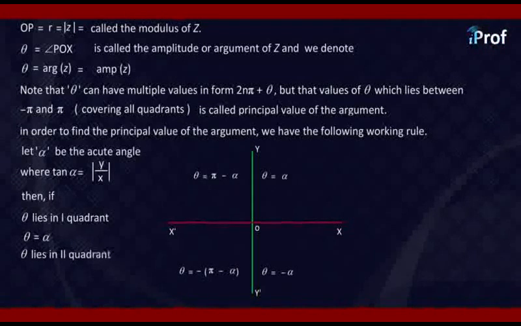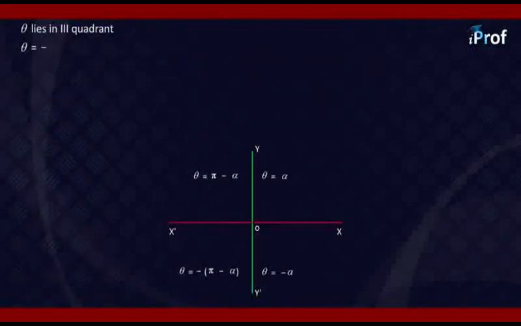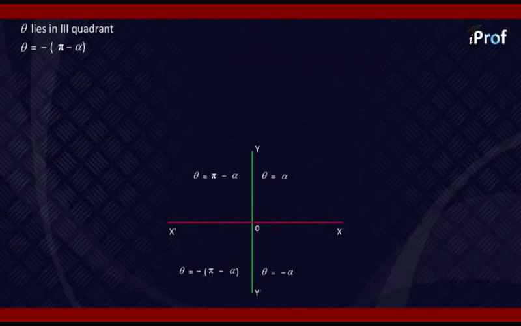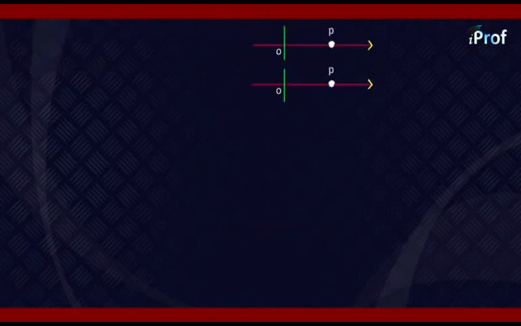If theta lies in the second quadrant, theta will be equal to pi minus alpha. Similarly, if theta lies in the third quadrant, theta is equal to minus times pi minus alpha. And if theta lies in the fourth quadrant, then theta will be equal to minus alpha.